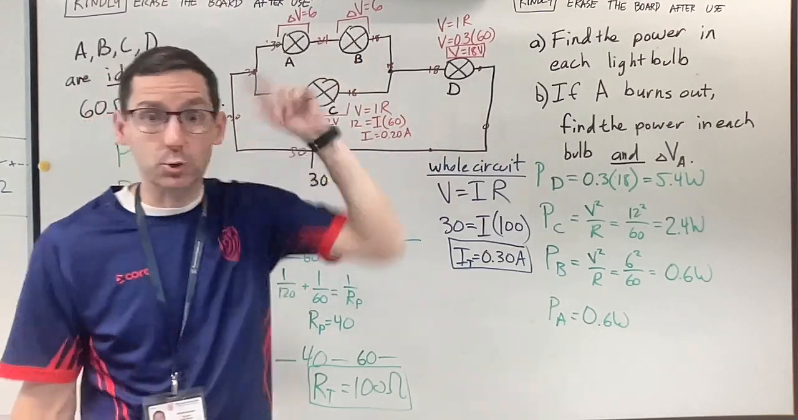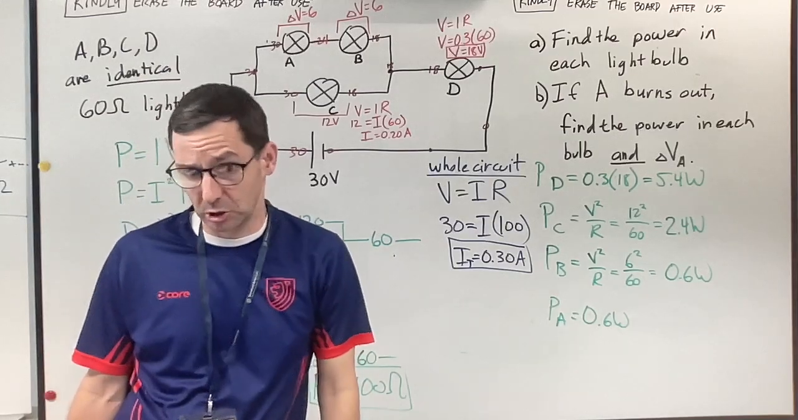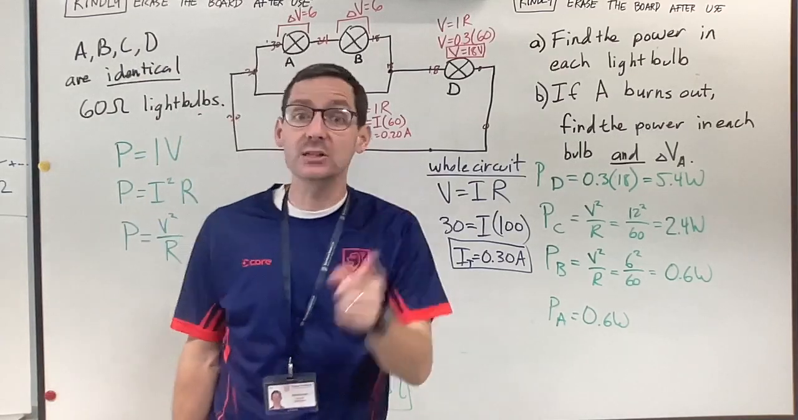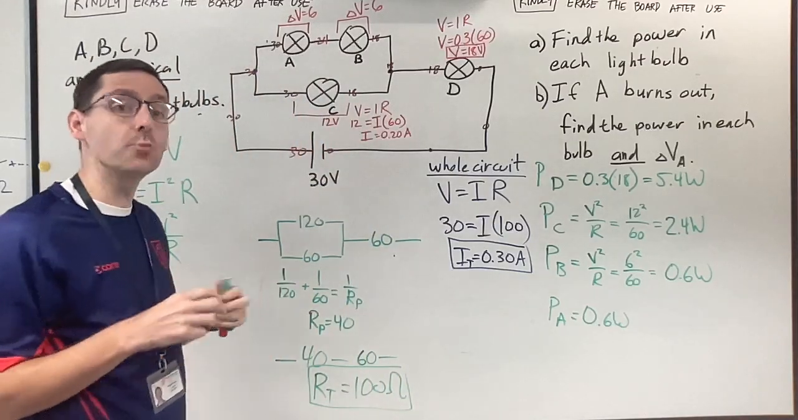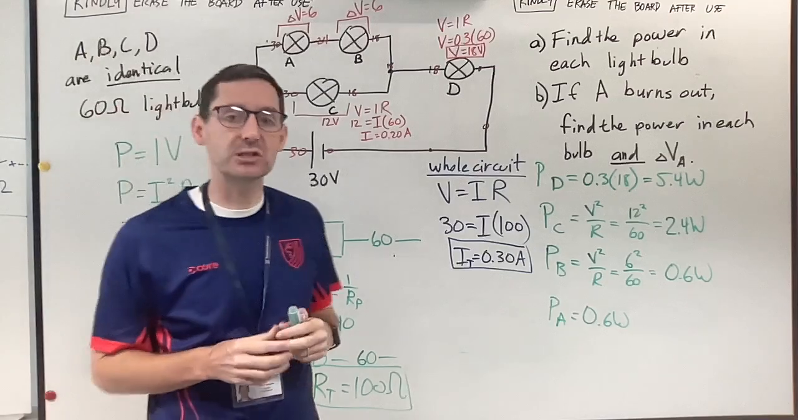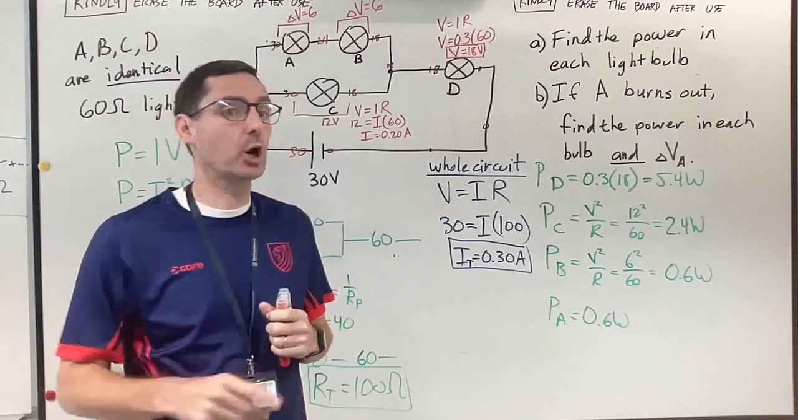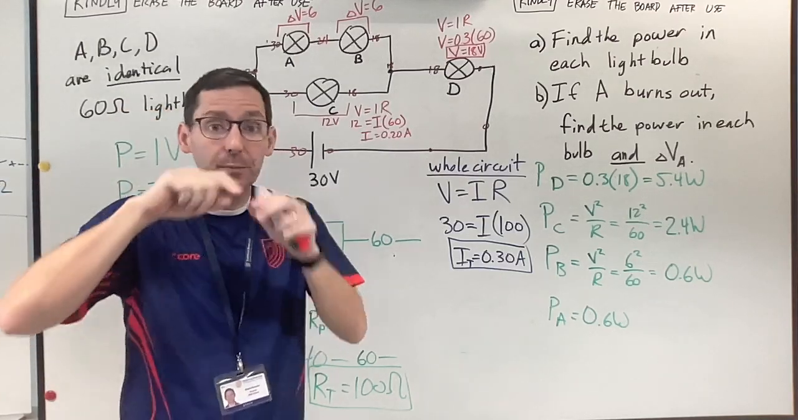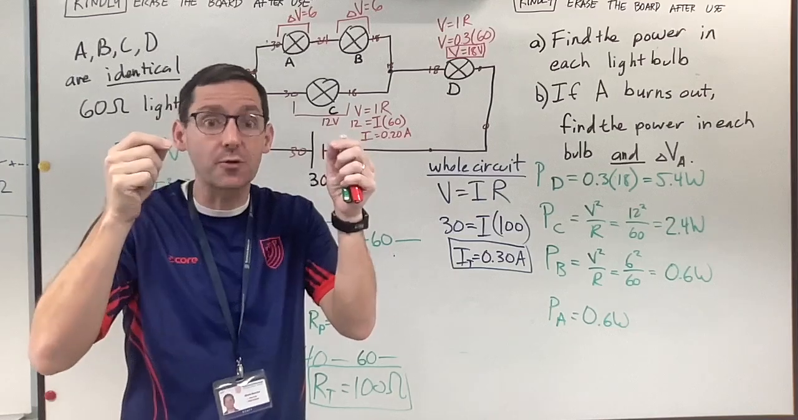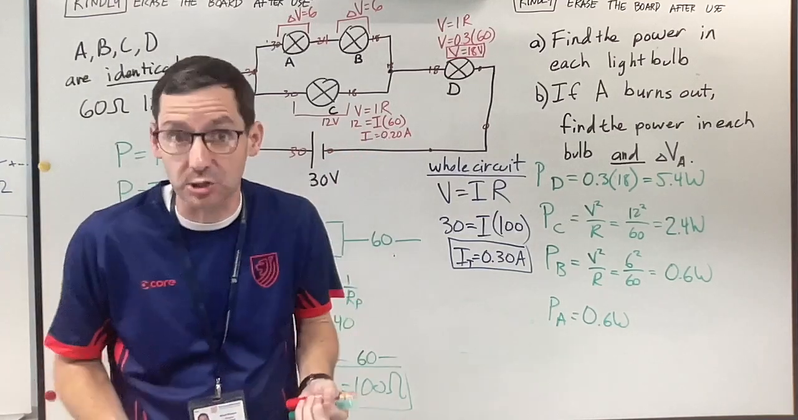Now, the next question is, what if A burns out? Okay, well, if A burns out, that's the same thing as opening the circuit. When you burn out a light bulb, something is happening to that light bulb so that it doesn't work anymore. Therefore, the current isn't going to flow. In a normal wire incandescent light bulb, the wire usually gets burnt so that it breaks, it falls apart, so current will not flow. You don't have a complete circuit anymore.